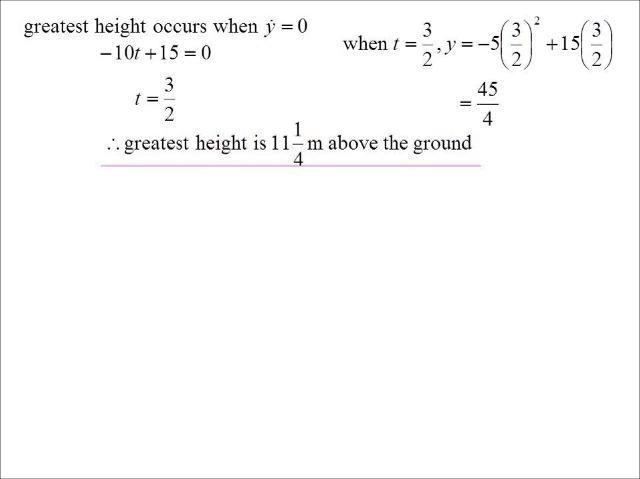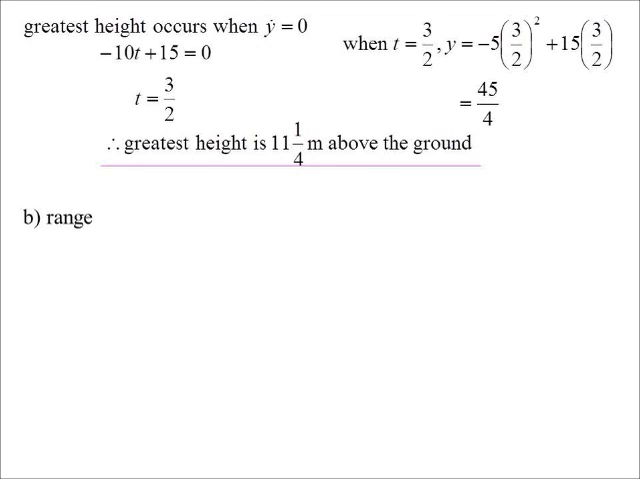I usually write these as a mixed numeral because I just think it makes more sense when you're talking about things like length rather than say, oh, it's 45 on 4 metres. I think it's more natural to say, it's 11.25 metres. It doesn't matter, obviously. If you want to write it as 45 on 4, it's still a correct answer.